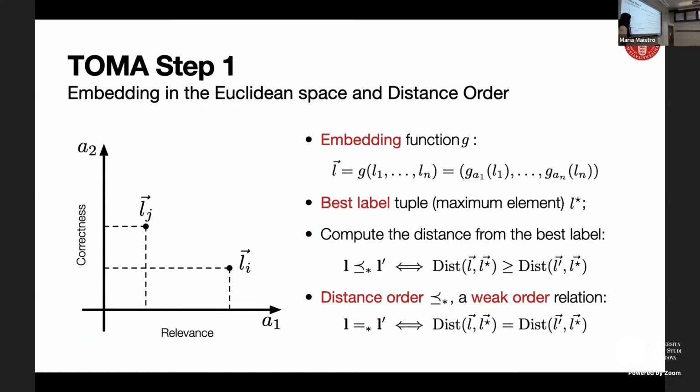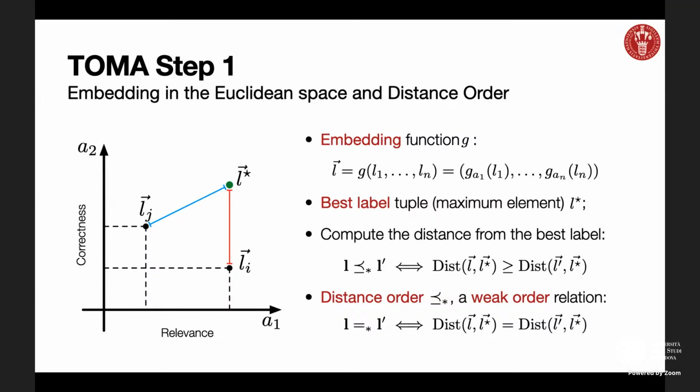So to formalize our idea a bit, the first step, as I said, is the embedding function that maps each label in your geometrical space, and then you define the best label. So you can find the label that has the maximum for all aspects. And then what you want to do is to compute the distance. So the closer one multi-dimensional label is to this maximum, the better the document.